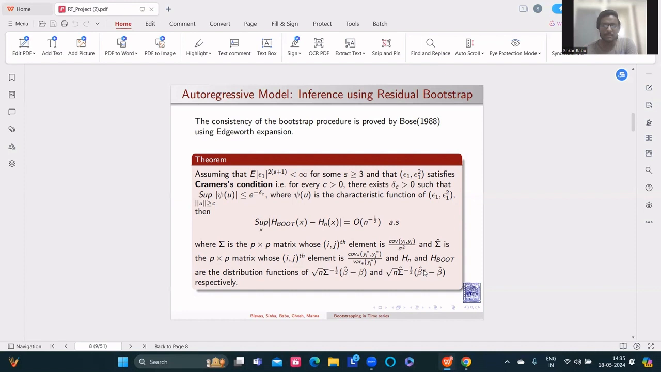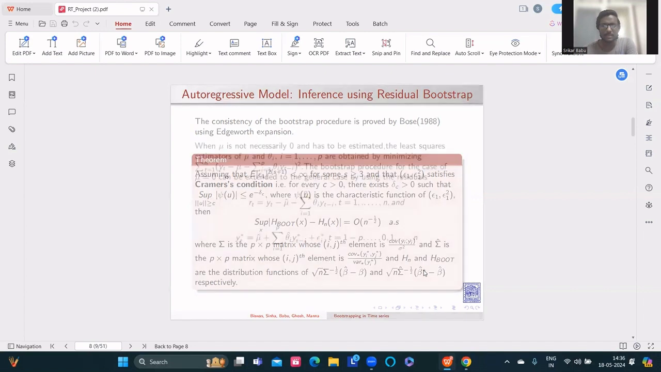Then we will have that the supremum of h boot x minus hn x is of the order of n to the power minus one half, almost surely, where sigma is the p cross p matrix whose i comma j element is the covariance of yi comma yj by sigma square, and sigma hat is the p cross p matrix whose i comma j element is the bootstrap covariance divided by the bootstrap variance. hn and h boot are the distribution functions of root n times sigma raised to the power minus one half of beta hat minus beta, and root n times sigma hat raised to the power minus one half of beta hat star minus beta hat.